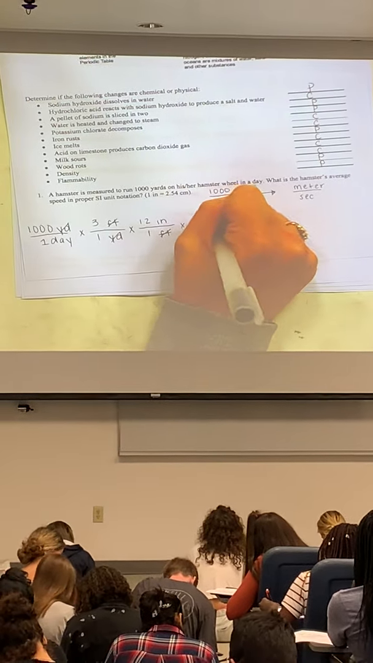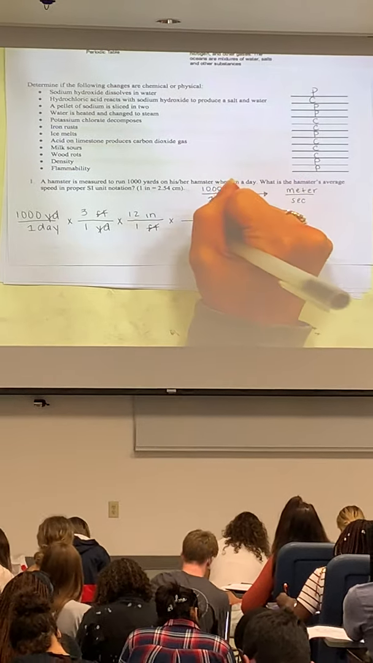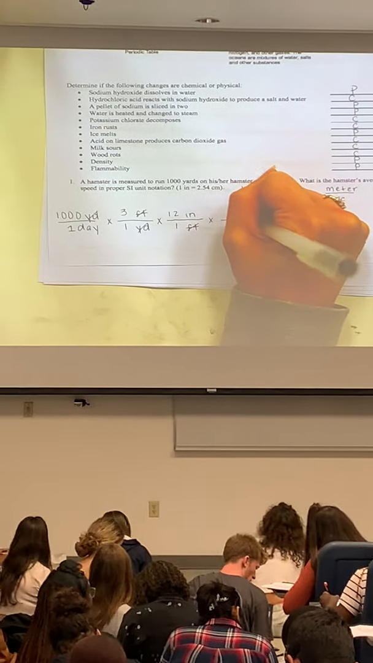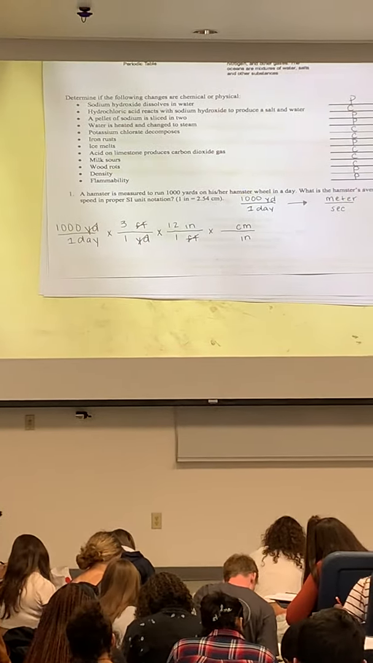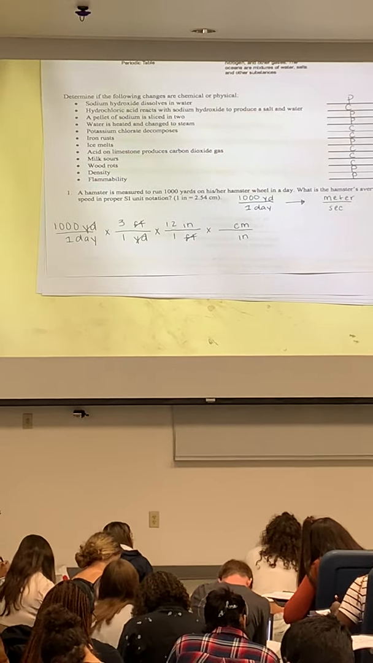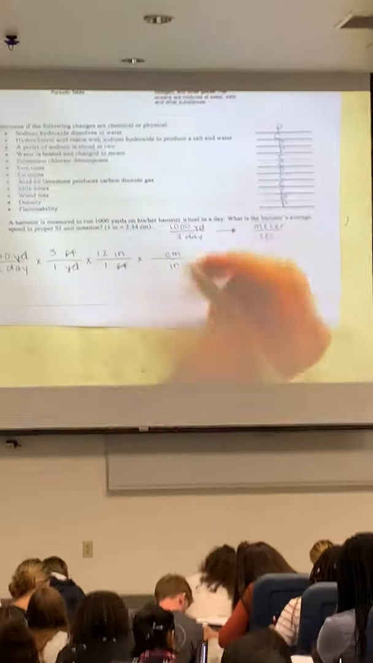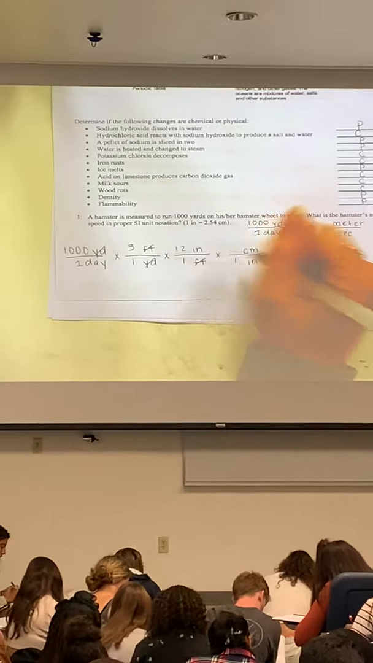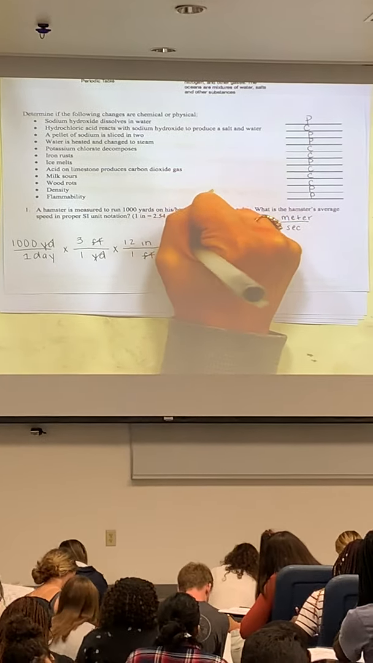The next step is to convert inches into centimeters. We're on the right track here. We want meters, and we have so far gotten to centimeters. I gave you this conversion: 1 inch is equal to 2.54 centimeters.